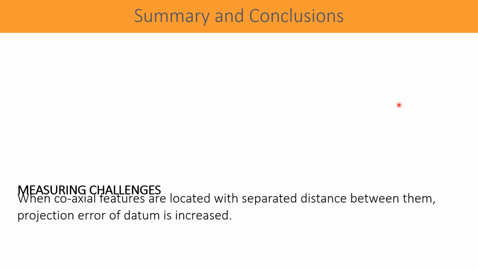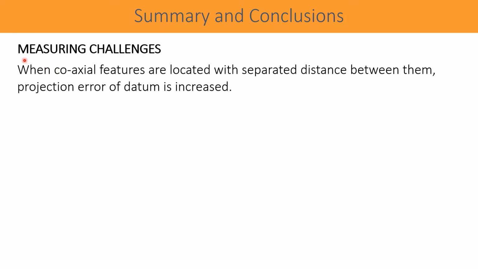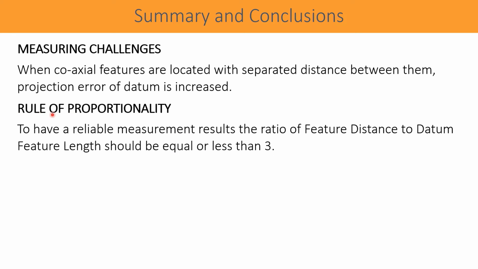At the end of this video, let us have a summary and conclusions. Measuring challenges: when coaxial features are located with a separated distance between them, the projection error of the datum is increased. Rule of proportionality: to have a reliable measurement result, the ratio of feature distance to datum feature length should be equal to or less than 3.